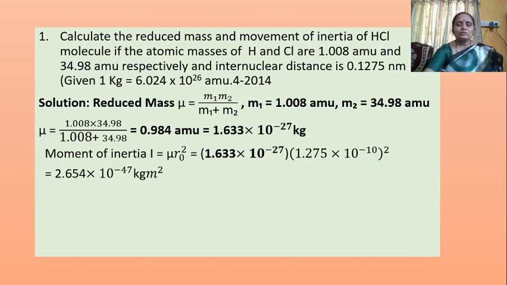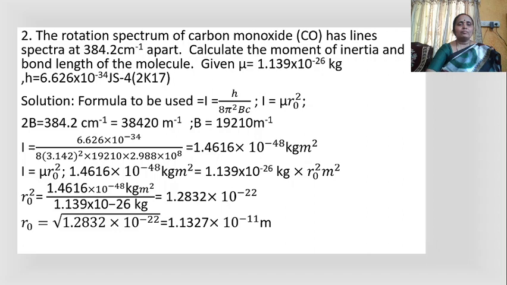Now let us go on to the next problem. The next problem is: the rotational spectrum of carbon monoxide has lines separated by 384.2 centimeter inverse. We are asked to calculate the moment of inertia and bond length of the molecule.